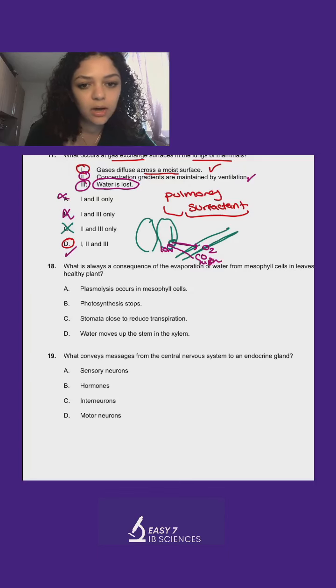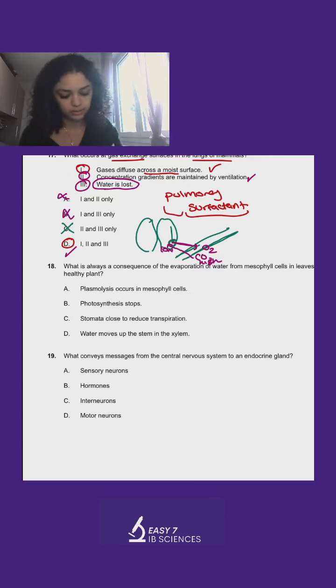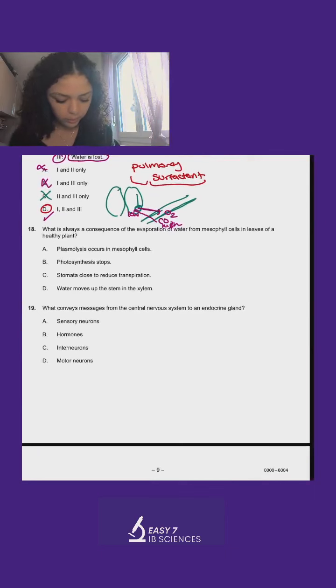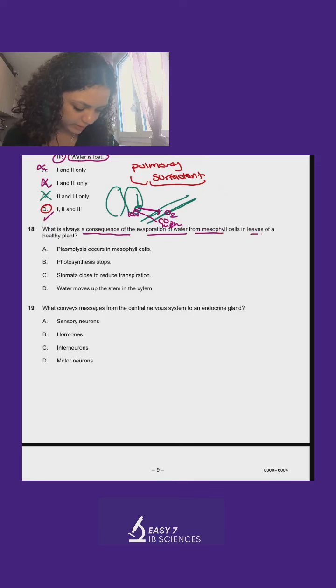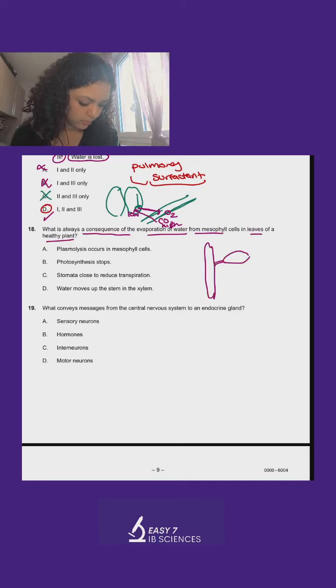Okay. It is the type 2 pneumocytes that release the pulmonary surfactant. Okay. What is always a consequence of evaporation from mesophyll cells in leaves of a healthy plant? So here's my plant, and here's my leaf. What is always a consequence of water evaporating? So water leaving.